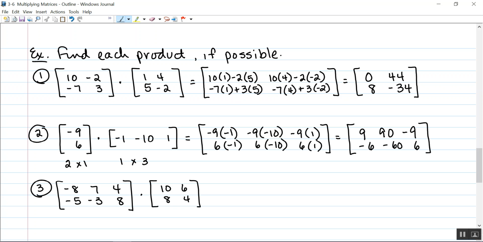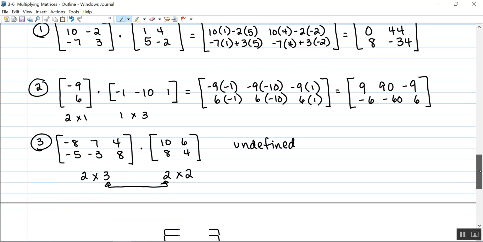Okay, example number 3 here, I have 2 rows and 3 columns. And here I have 2 rows and 2 columns. And because these two numbers here are not the same, I cannot multiply these two matrices, so we say that this matrix product is undefined.